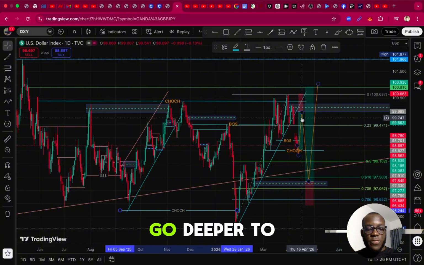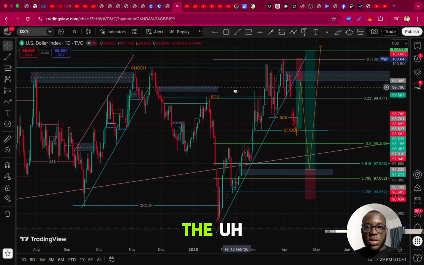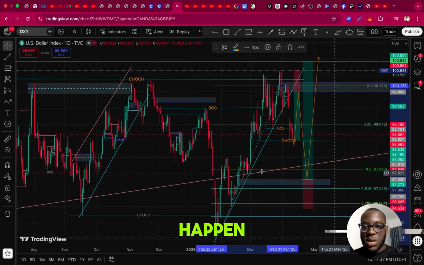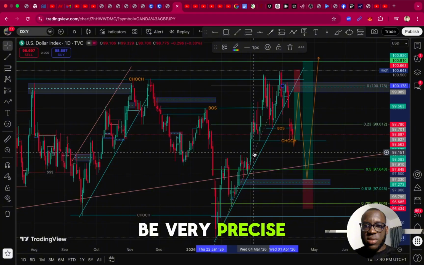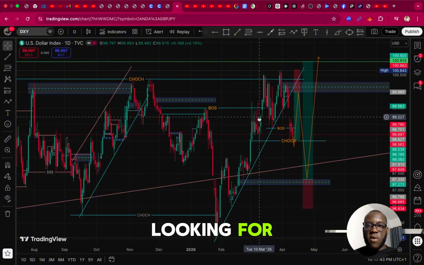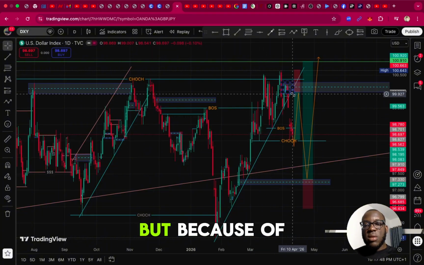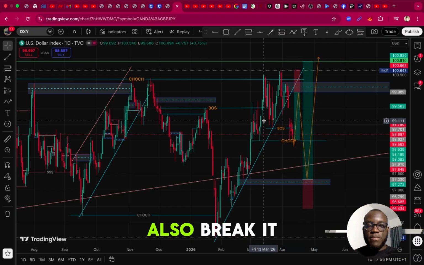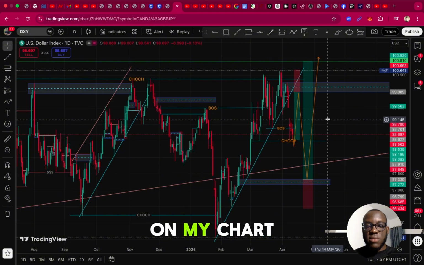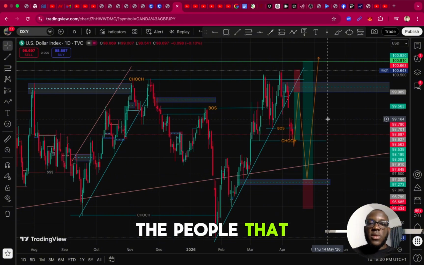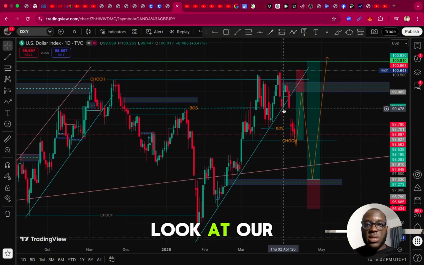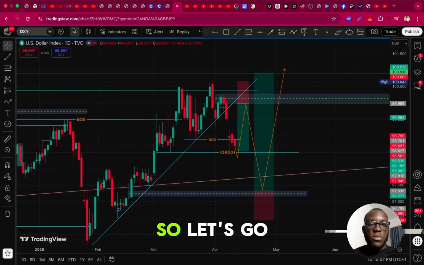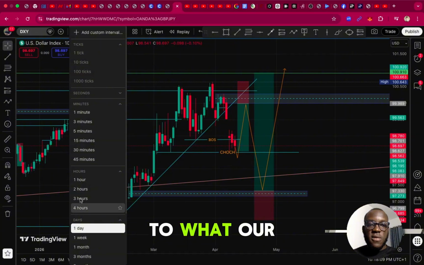So let us go deeper to the next time frame, so that we'll see what is likely going to happen. We're going to be very precise with what we are looking for. I already have something in mind, but for the audience, I need to also break it down. I usually don't have all this on my chart, but because of the people that I'm expecting to look at our analysis, we have to still break it down further. So let's go to our time frame.